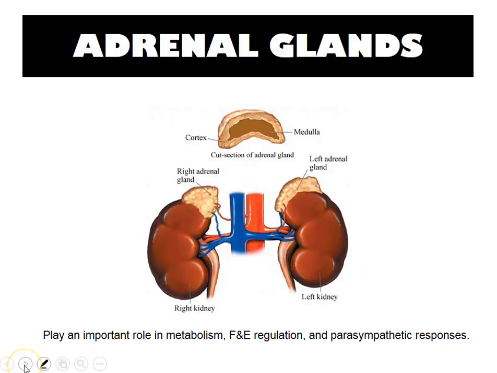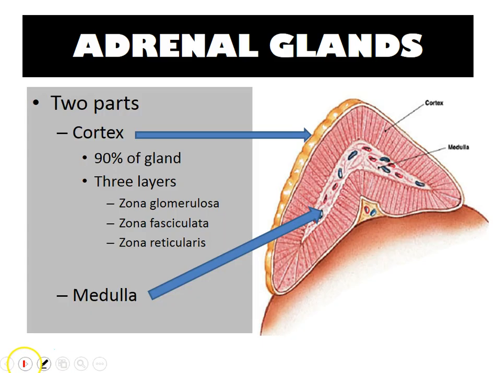The adrenal glands sit on top of the kidneys. They play an important role in metabolism, fluid and electrolyte regulation, and sympathetic responses. There are two parts. There is the cortex, which is 90% of the gland. There are three different layers of that, and then the most inner layer is the medulla, and you can think of that as being in the middle, M for medulla.